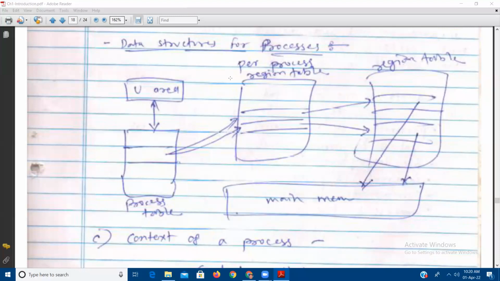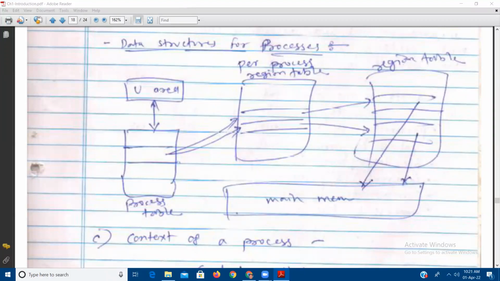Okay. So listen carefully to understand the concept. The U area is also called the user area. The current status information about the process is stored inside the U area. What is the current status information? If you think about the state of the process, the process is going to change its state.